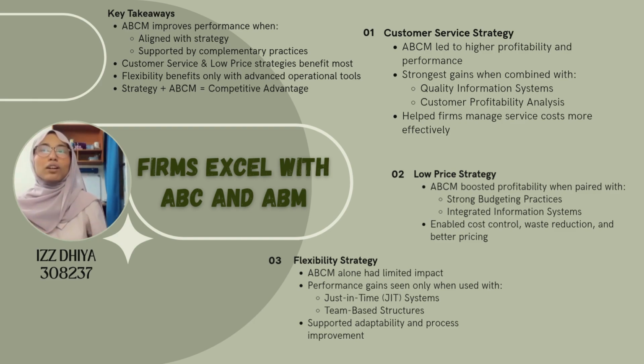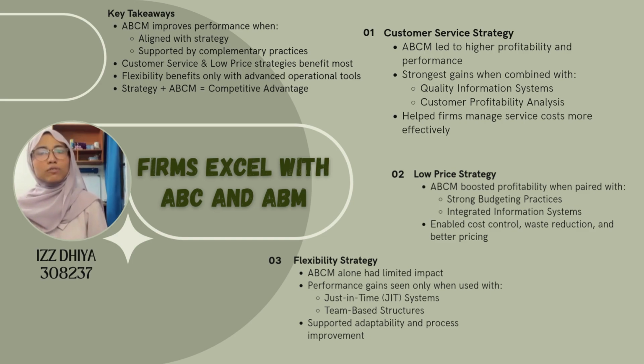Next, the low price strategy. These companies aim to beat competitors by being cost efficient. When they used ABC and ABM, profitability improved, but only when combined with high quality information systems from budgeting practices, also called activity based budgeting. Those tools help them identify waste, streamline operations, and manage resources with precision. Without this integration, ABCM had little effect.